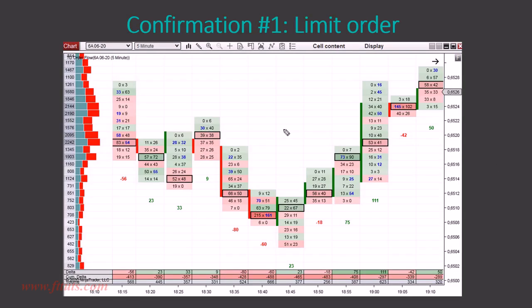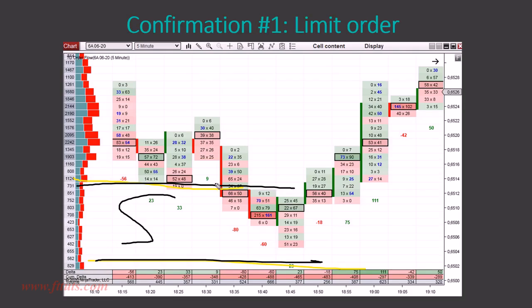Now in here there is a similar scenario. Let's say that this is a support area. You want to go long from there. Price is going downwards. You open up your order flow 5-minute chart, and you are waiting for a big number to appear at the bid. 215 contracts. That's what you are waiting for. That's the signal for you to go long.